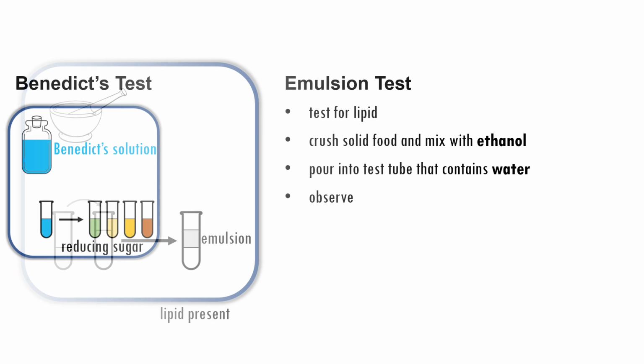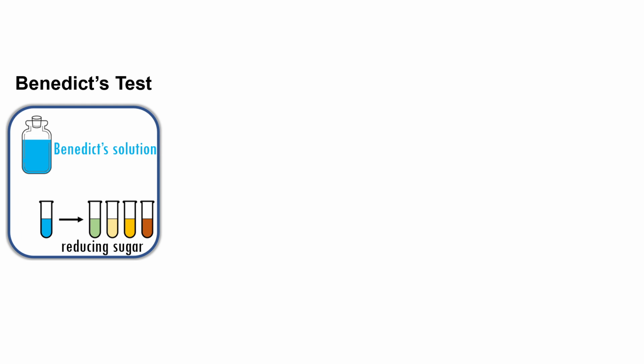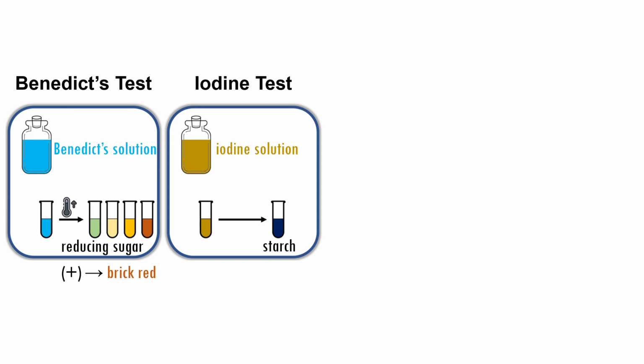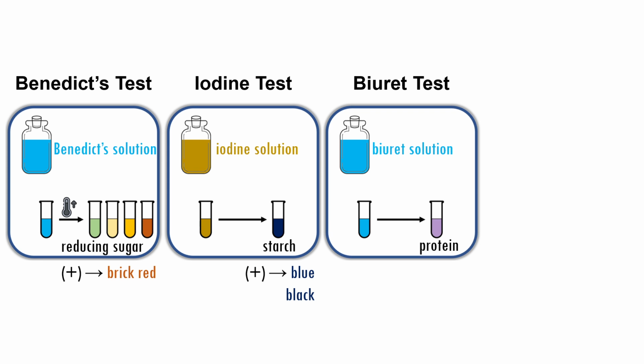In summary, the reducing sugar test involves adding Benedict's solution to the food sample, heating the mixture, and observing any color change. A color shift from blue to green, yellow, orange, or brick red indicates the presence of reducing sugars. For the starch test, simply add iodine solution to the sample. If it turns blue-black, starch is present. The Biuret test is used to detect proteins.